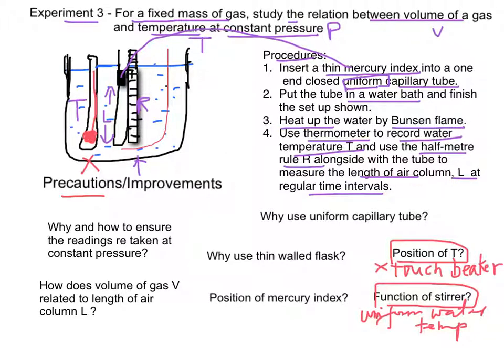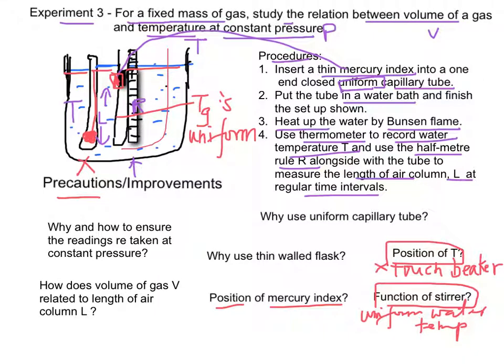Next, what is the position of the mercury index inside the capillary tube? The mercury index should be put at a position below the water level, such that the temperature of the gas inside the capillary tube is uniform.